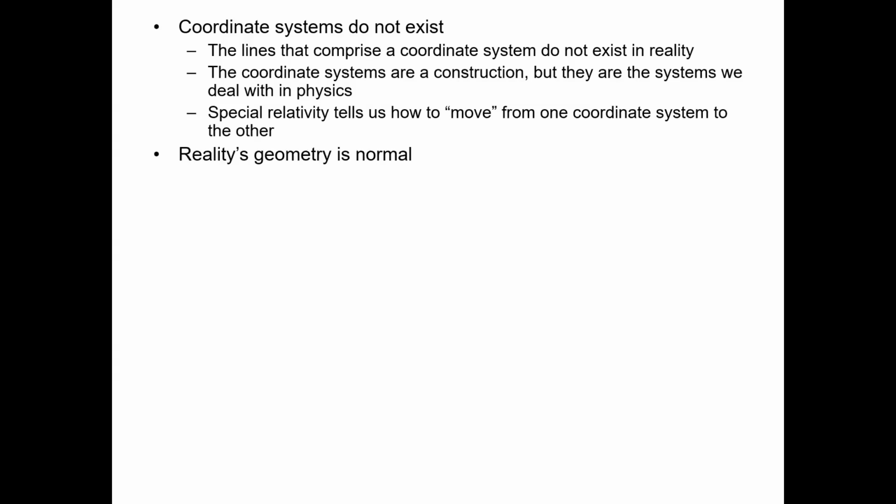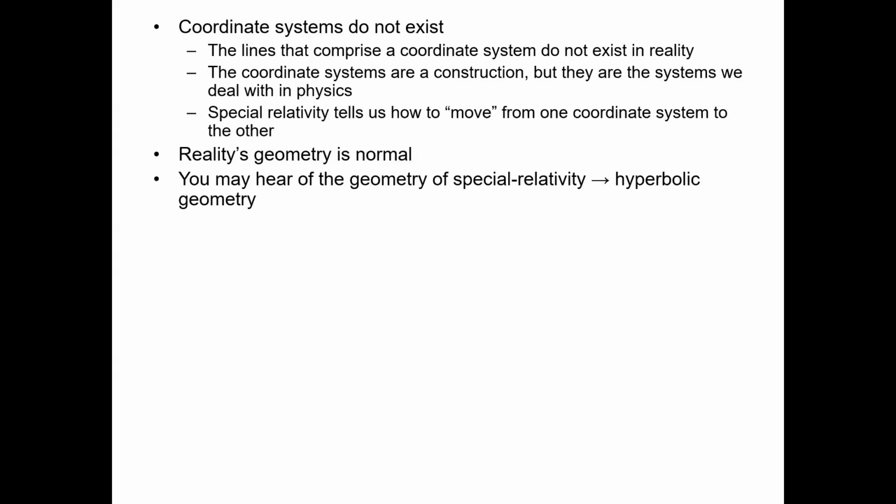Now, the geometry of reality is normal. Our model is a two-dimensional flat surface, and actual reality is a four-dimensional flat structure, and it obeys the geometry rules that we normally use and seem intuitive to us. These are the rules of Euclidean geometry.